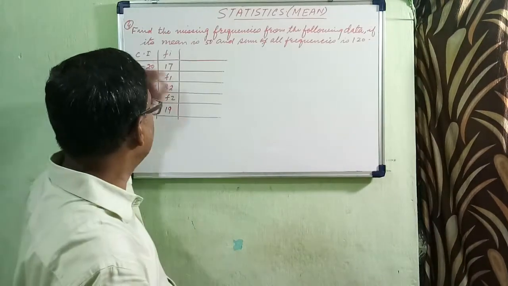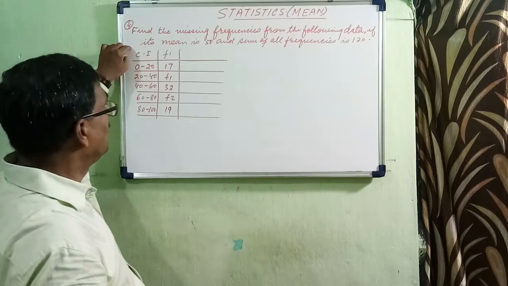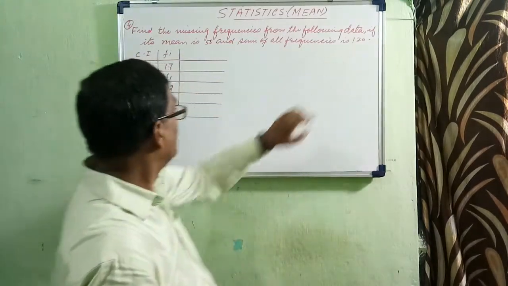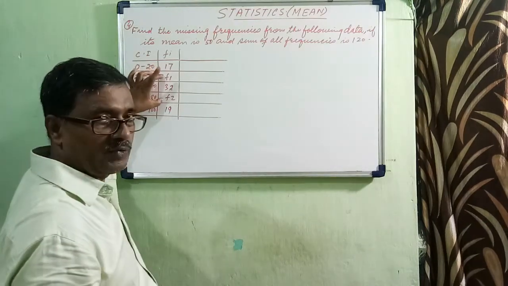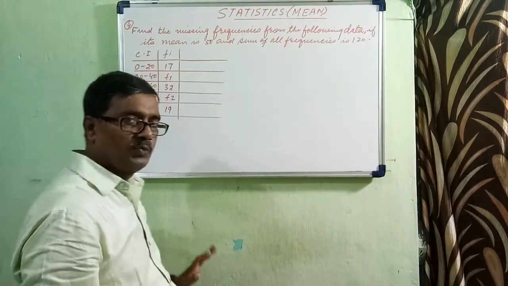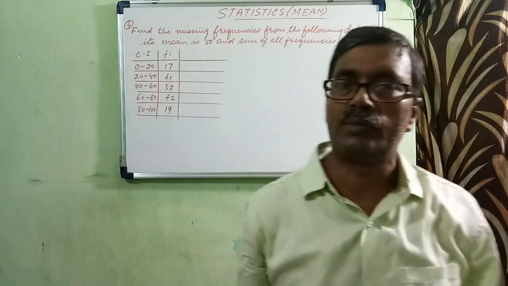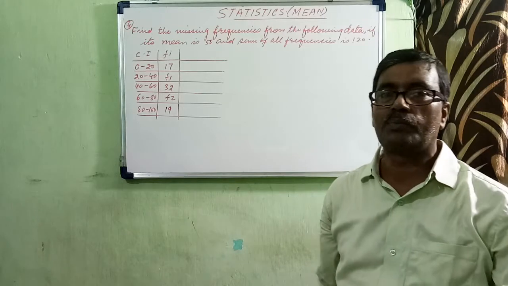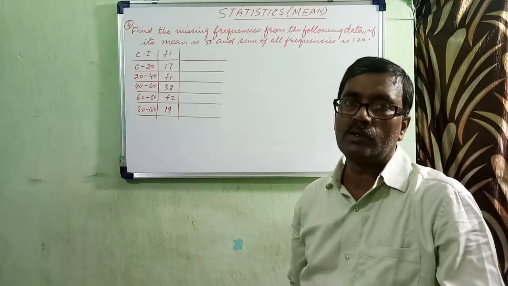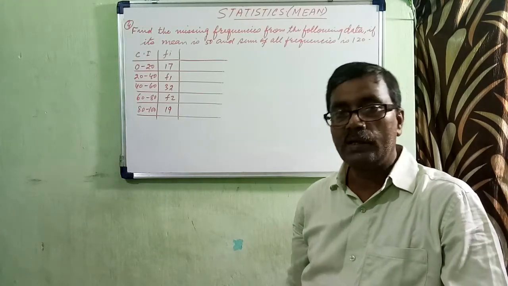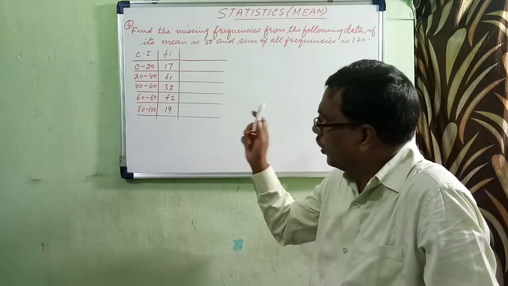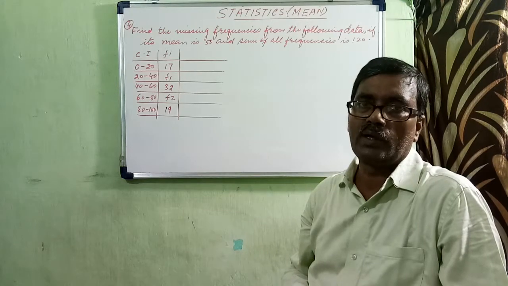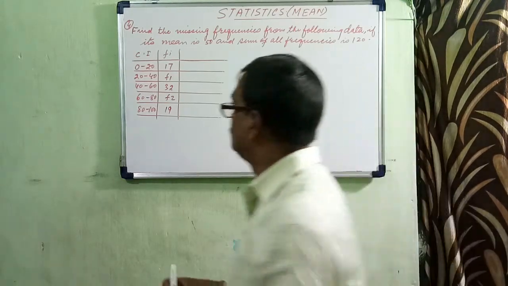Now let us discuss another question where the mean is already given and the total frequency is given. You are asked to find the two missing frequencies. In this case also we will apply the step deviation method. It is not compulsory, it is not mandatory. You are free to apply the direct method or the assumed mean method. But it is my suggestion that in this case also you can calculate F1 and F2 very easily. How? Look here.